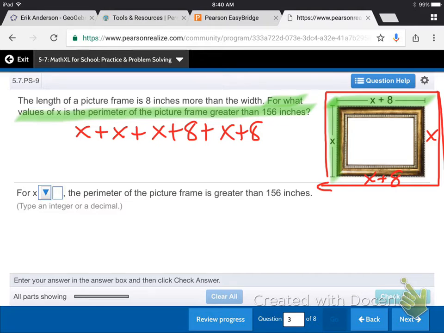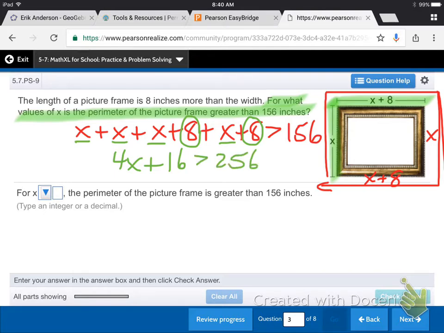For what value of x is the perimeter of the picture frame greater than 156? So let's add up our like terms. x plus x plus x plus x. How many x is that? That's 4x. And then if I take 8 and add 8, that's 16. So 4x plus 16 is greater than 256.